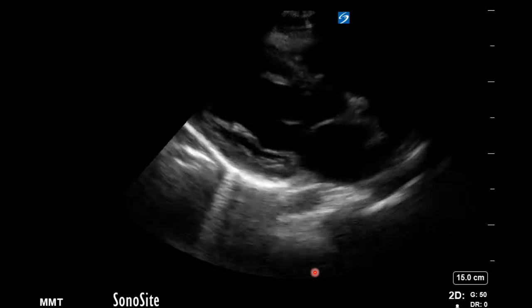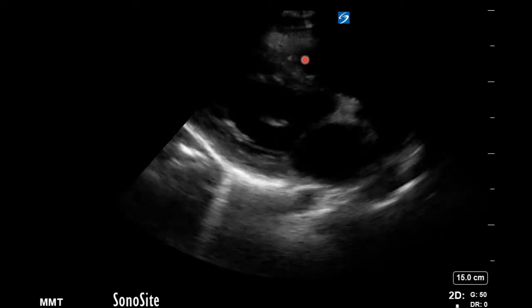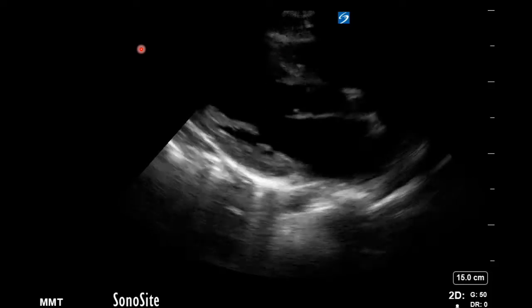Second thing is RV strain. It's not a great view of the RV here, but there's no suggestion that it's dilated, but we'll need to check this on some other views. And then the third thing is LV function.